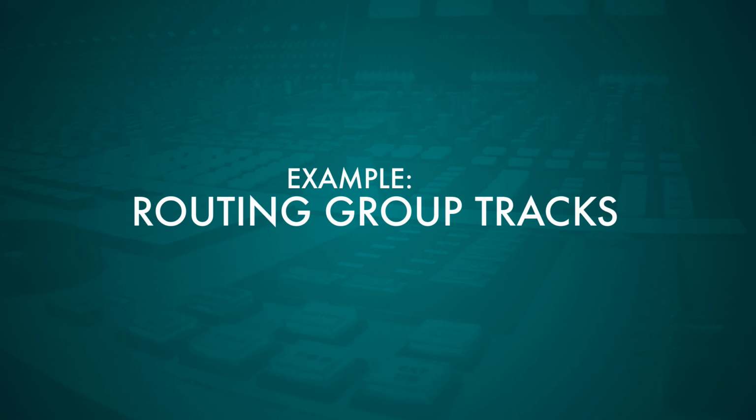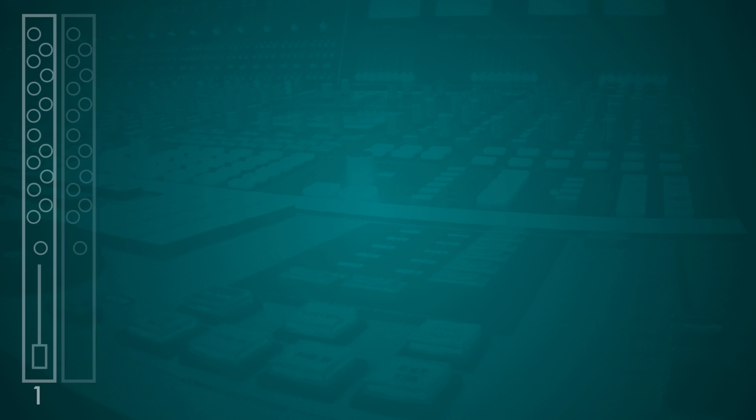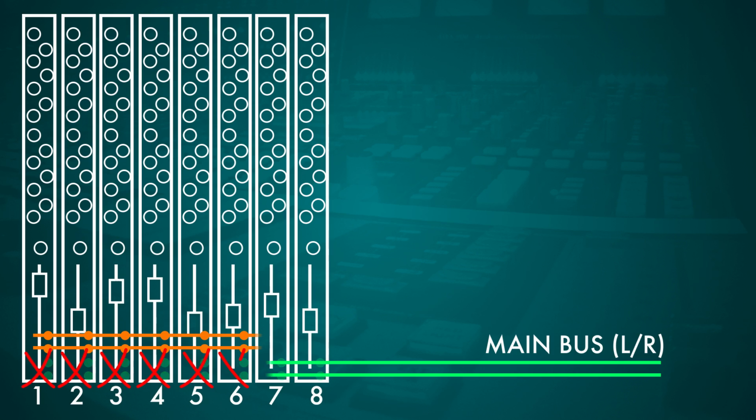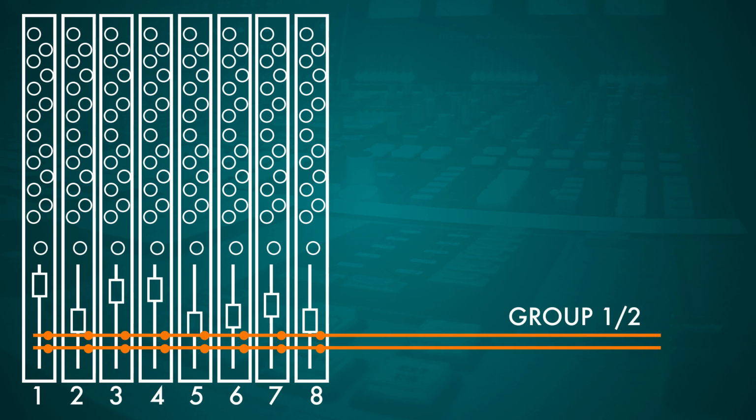So let's take a look at an example of how we can use these groups in a mixdown session. Let's take channel 1 to 8, and instead of routing that to the main bus, we're going to be routing that to group 1, 2, which is a stereo group. On this SSL, we don't have the group faders, or else we would be able to send that group to the mix bus from there, which is commonly found.